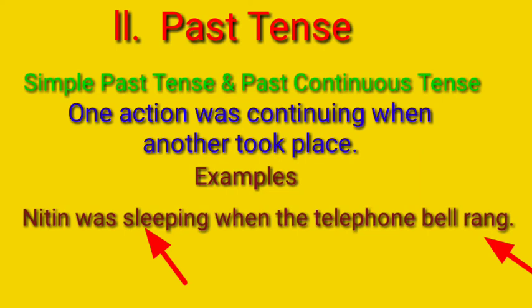We use simple past and past continuous together when we have to denote that one action took place in the past while another was continuing. What was continuing here? Sleeping. That process was continuing here, and what completed there? The action rang. Next, one more sentence.